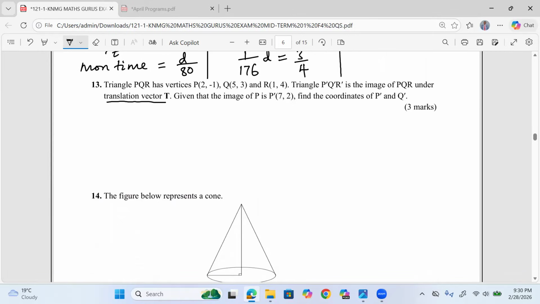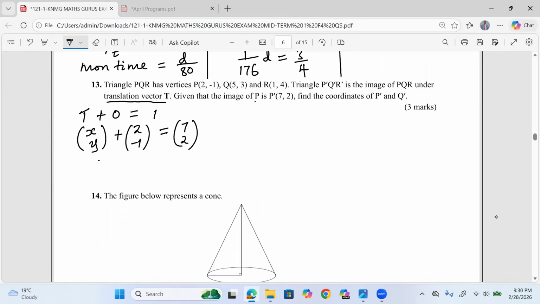So now we will say this, when we take a translation vector and we add the object, we usually get the image. So the translation vector can be let to be (x, y). It is two-dimensional, of course, plus the first object, that is the object P, which is (2, -1). This should take us to the image of P, which is (7, 2).